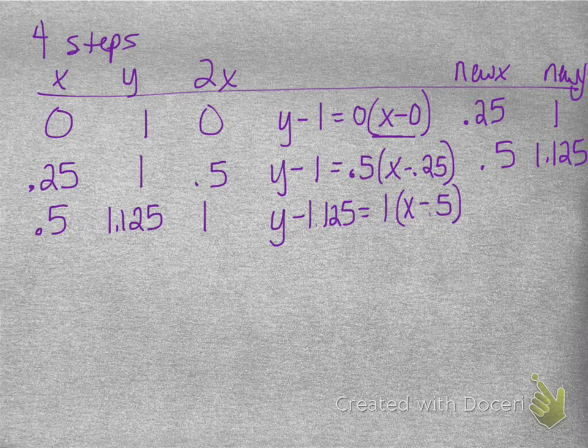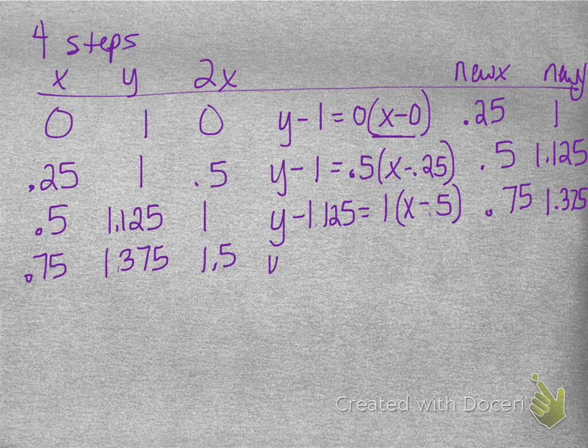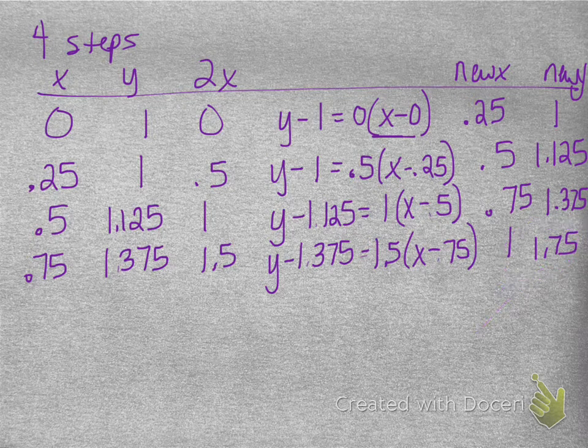There's your line. Your new x, go up by the same amount, is 0.75. Plug that in, you should get 1.375. We're almost done. It's a little cumbersome, but really not difficult. Plug in the 0.75, you get 1.5. New x is 1, and so now we have 1.75, and 1.75 is our approximation.